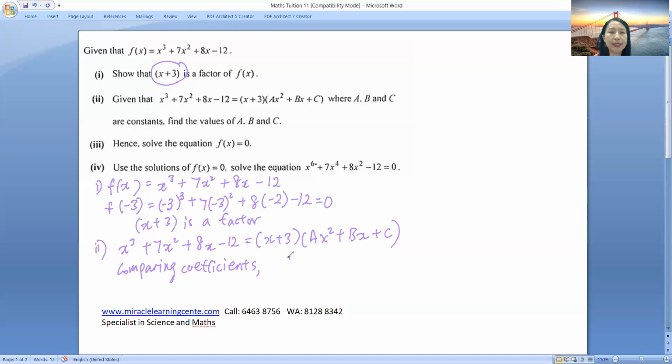We can conclude that a equals 1, 3c equals minus 12, and c equals minus 4, and we have 3a plus b equals 7, and therefore b equals 4.